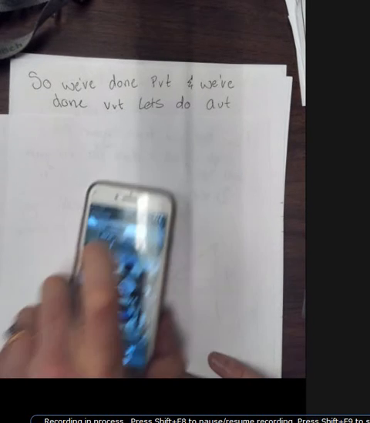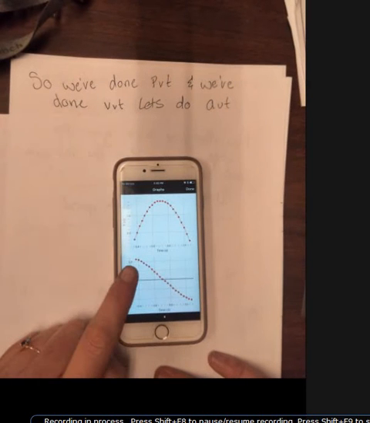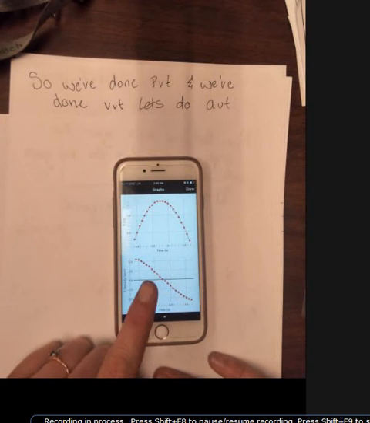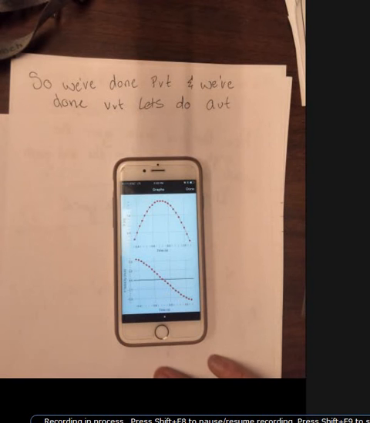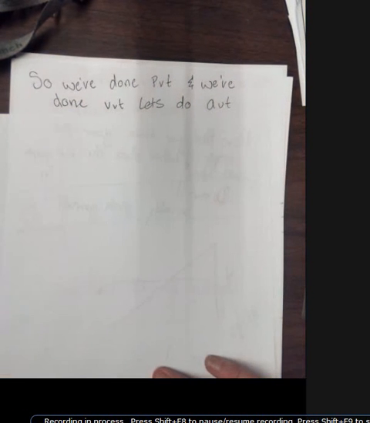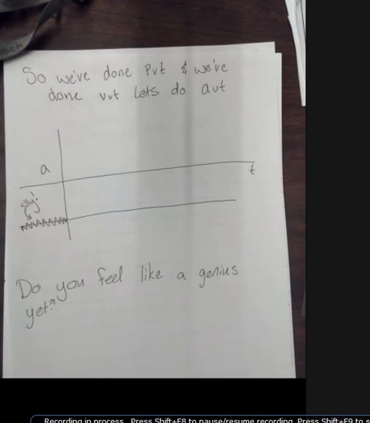And I'm just going to remind you that this is our slope for our velocity versus time. So if this is our slope for our velocity versus time, that to me appears to be a fairly smooth curve or smooth line, which means that it's the same slope all the way across, which means it's the same acceleration all the way across. So when you draw it, a drum roll please, it should look like this. Do you feel like a genius yet?